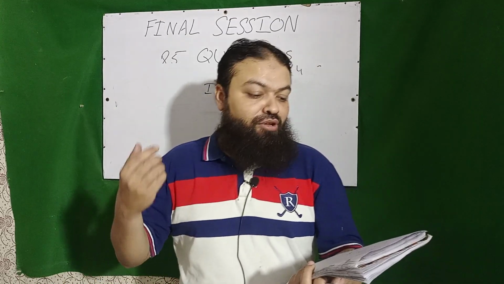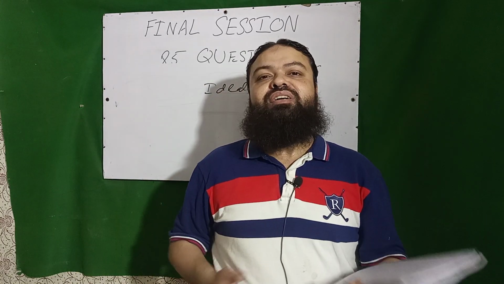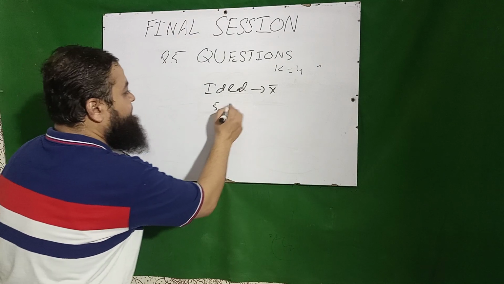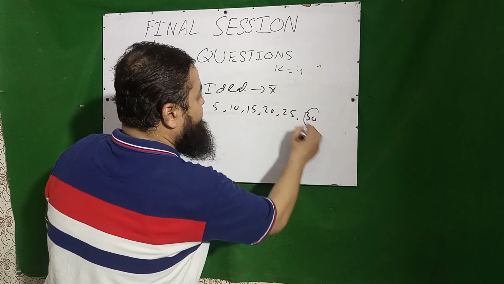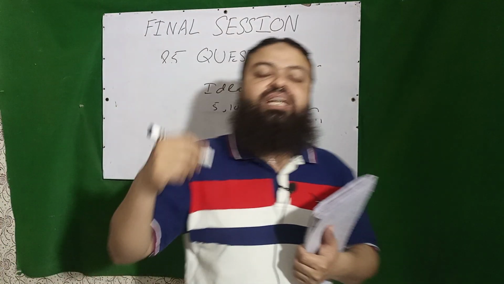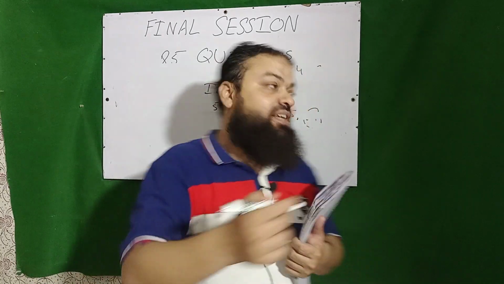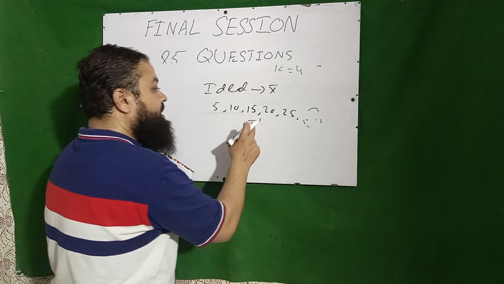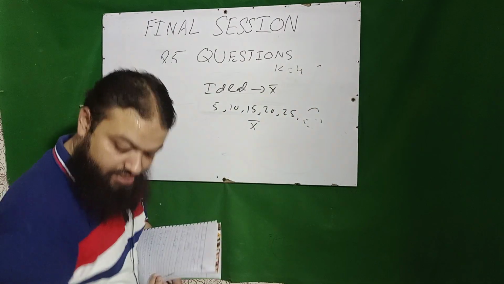Next is, if a positive value is removed, then which average must be changed? For example, there are some values 5, 10, 15, 20, 25, 30. If I remove this much, then mean must be affected, while mode and median may or may not be affected. But if I remove one value, mean must be affected. Next question is very important.